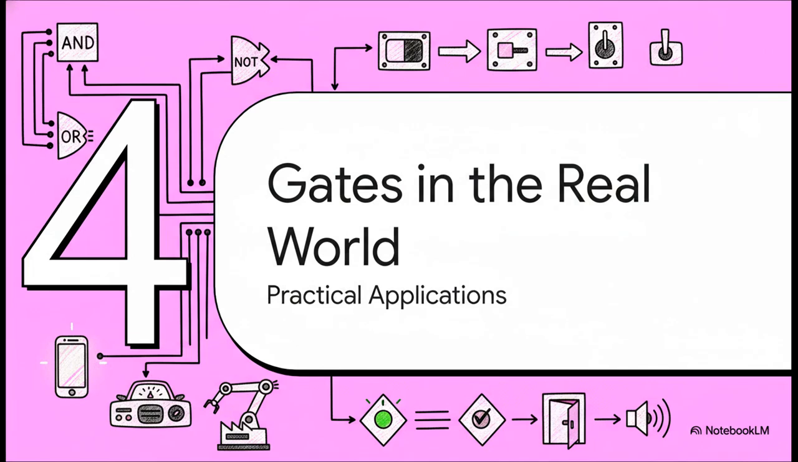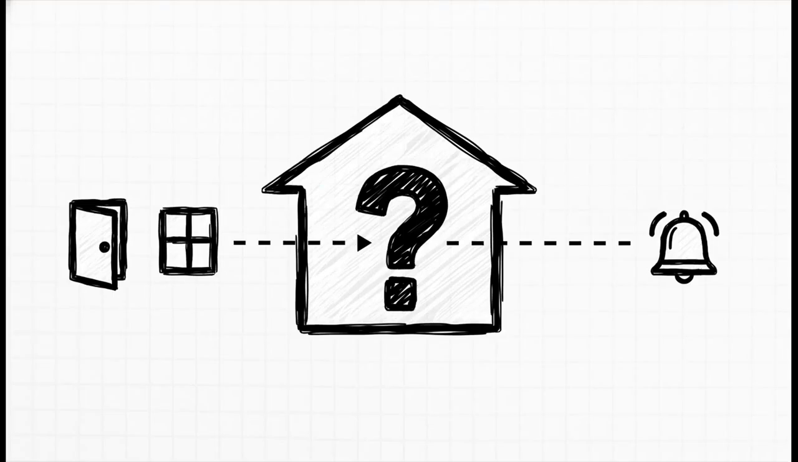Okay, I know this can all feel a little abstract, diagrams and tables. So let's bring it back to the real world. How can we actually use these little gates to do something useful? How about we build a simple home alarm system? Okay, so here's the problem. We need an alarm to go off if any of our doors or windows are opened. Just thinking about the gates we've learned, which one sounds like the perfect tool for that job?